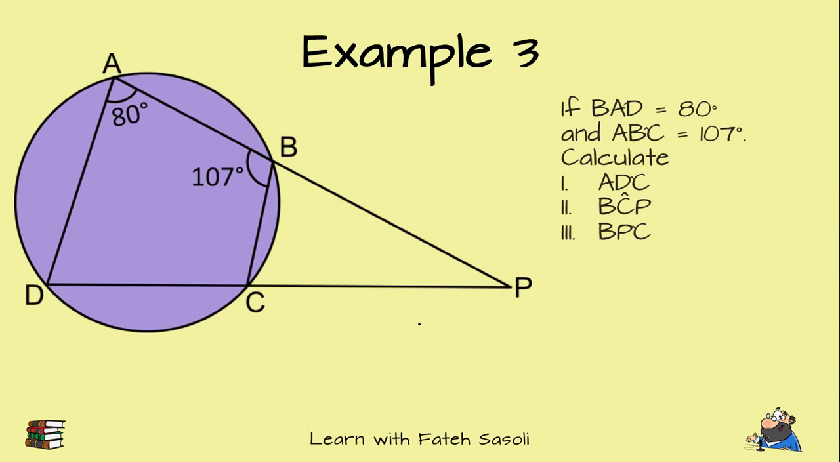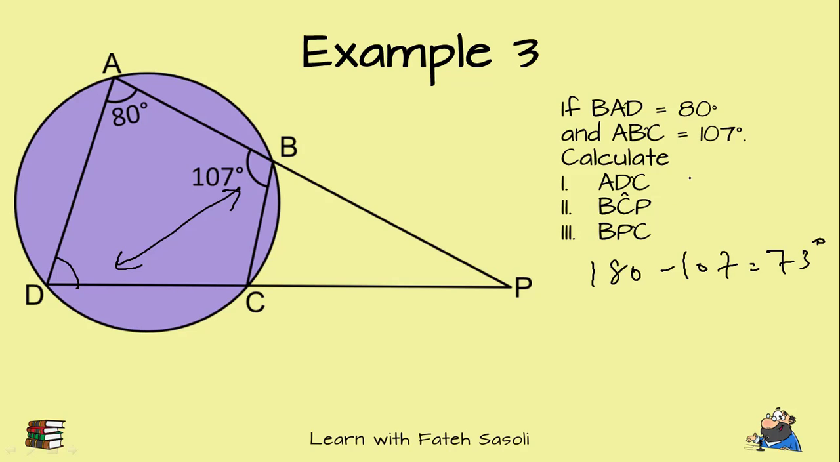For example number 3, if BAD is 80 and angle ABC is equal to 107 degrees, we're supposed to calculate ADP first. ADP is this angle over here. Here is this example. Again, ABCD is a quadrilateral. The opposite angles are always equal to 180. So this angle and this angle here should have been 180 in total. So what we'll do is 180 subtract 107 and you get a simple 73 degrees.